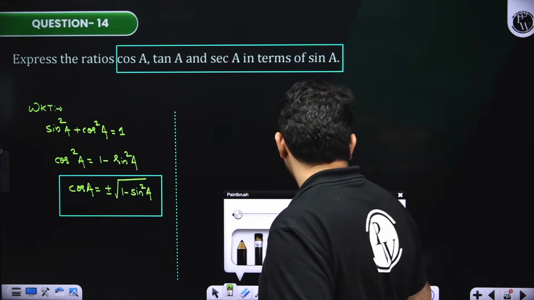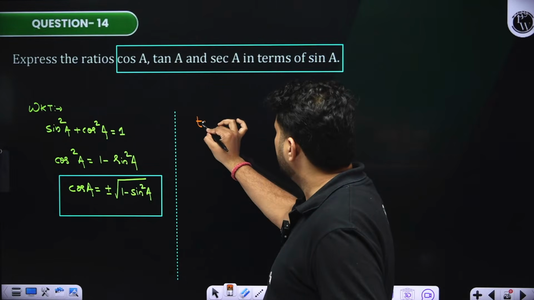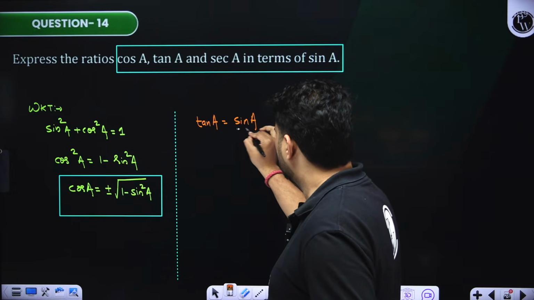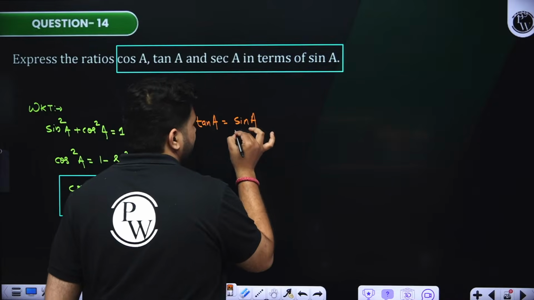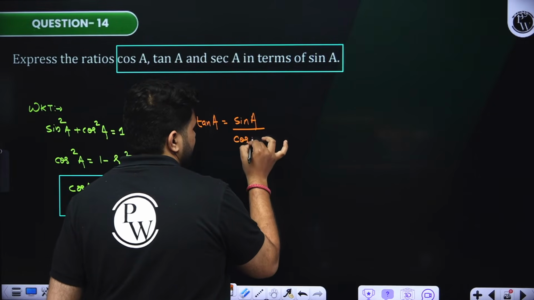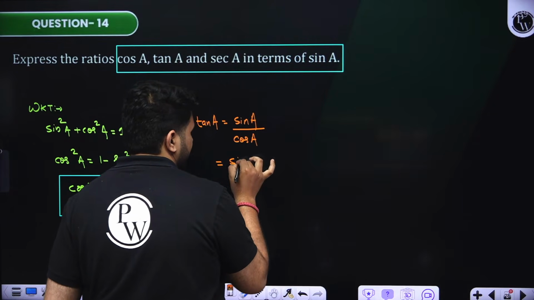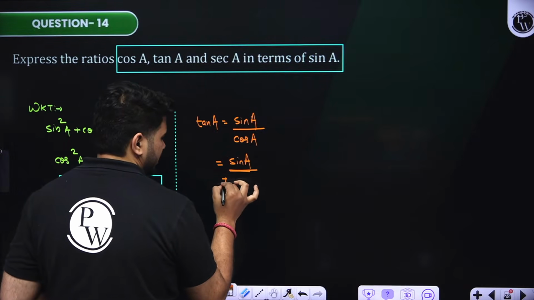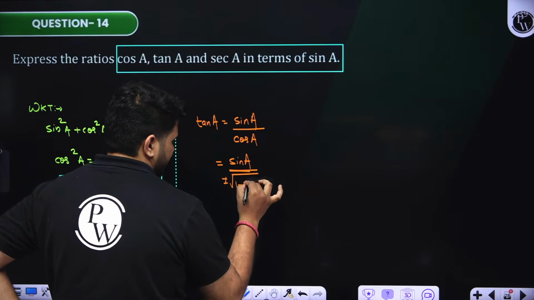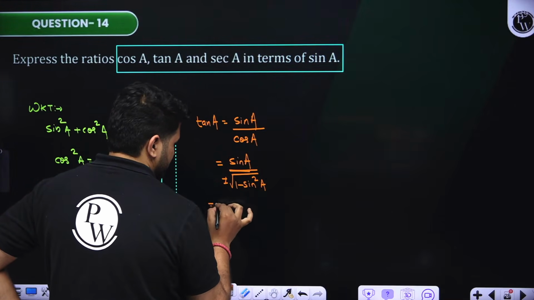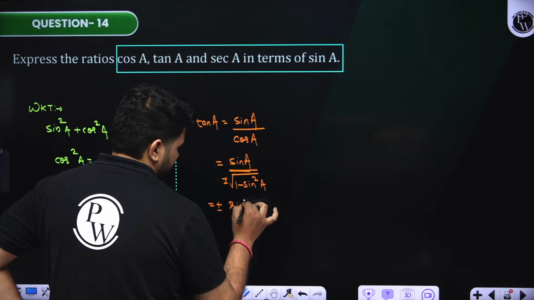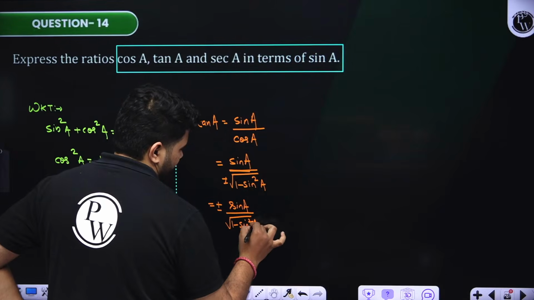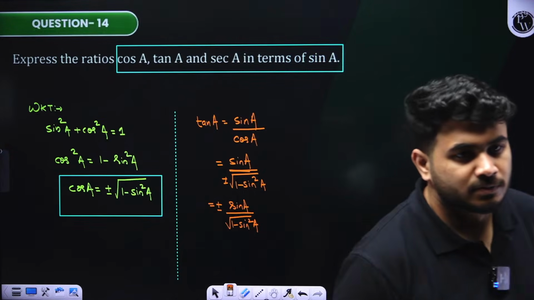Okay. Next, students, they are telling tan A. Tan A we know that it is nothing but sin A by cos A. But we need to express completely in terms of sin. So we have sin A divided by cos A, and cos A is plus or minus square root of 1 minus sin square A. So tan A is plus or minus sin A divided by square root of 1 minus sin square A. Done? Clear?